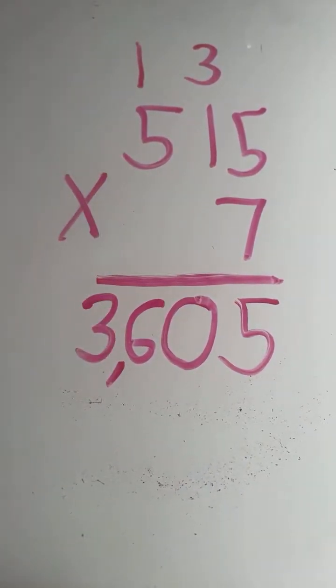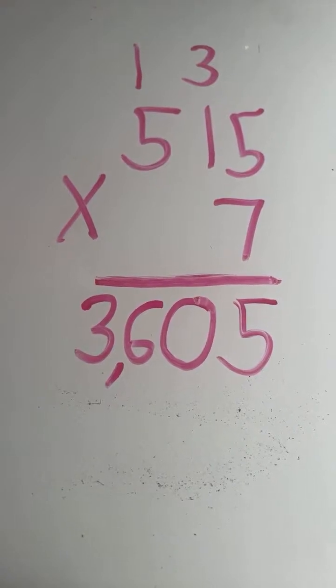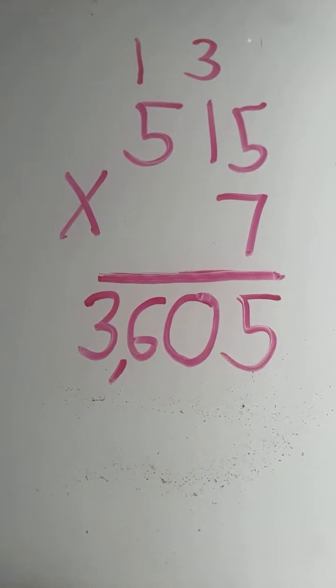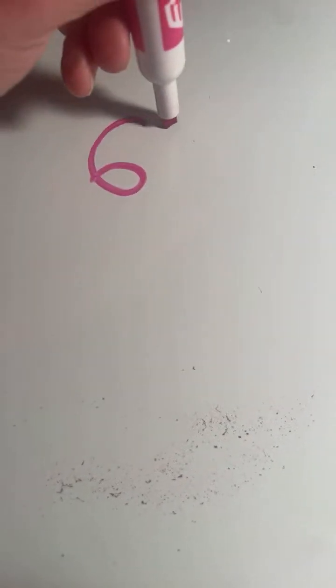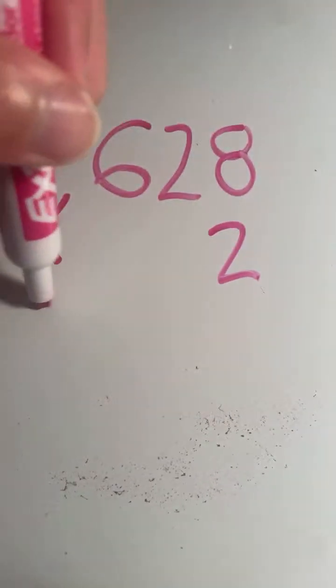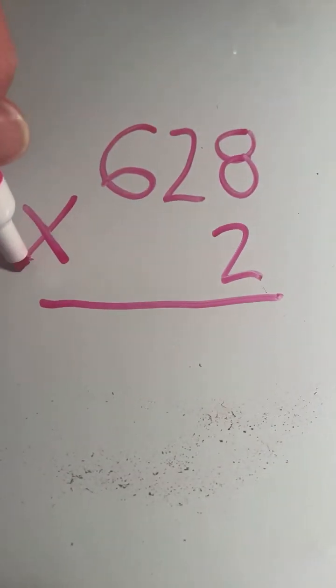And we have our final answer. 515 times 7 equals 3,605. All right, next example problem. Probably have 2 more problems before we call it a video. 628 times 2. That is our next example problem.